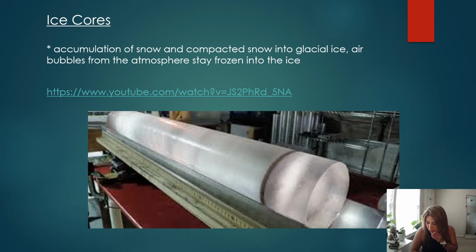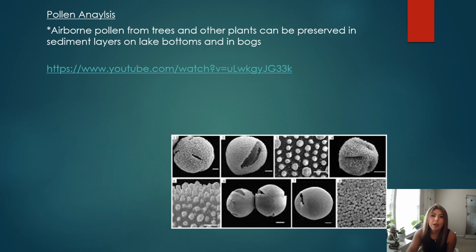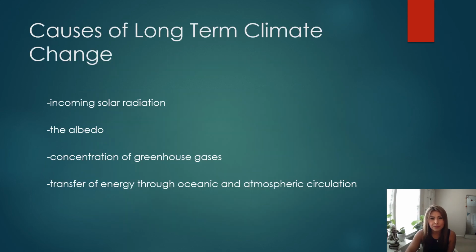But ice cores can also provide information about the composition of the atmosphere. Maybe there was more CO2, maybe there was less, maybe there were more particulates, maybe there was more methane. There are so many things they can tell us. Pollen analysis. Pollen from trees and other plants is preserved in lake bottoms, so we get a lot of information about the past from there.